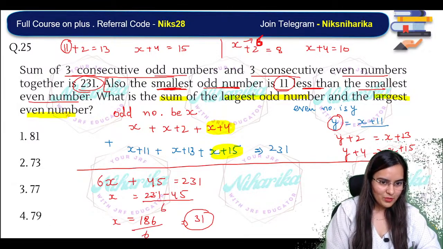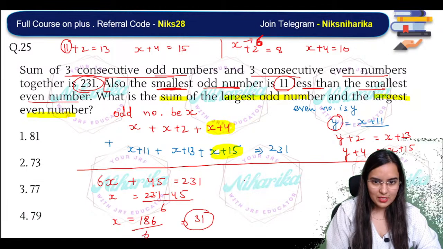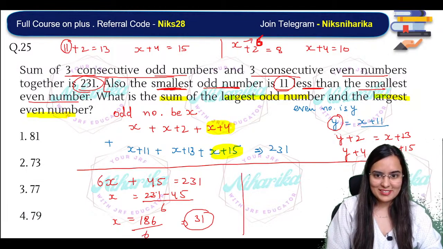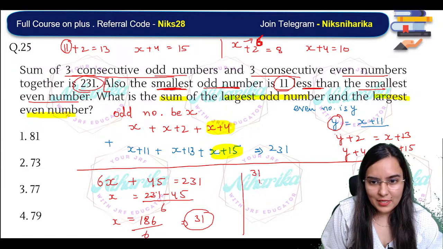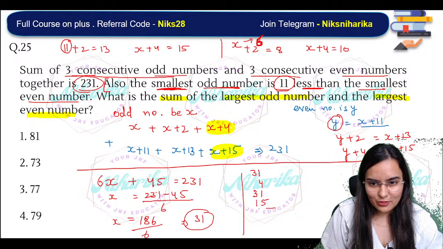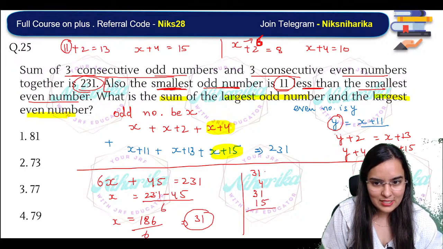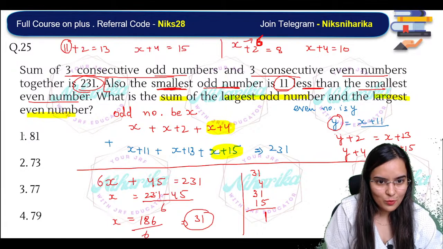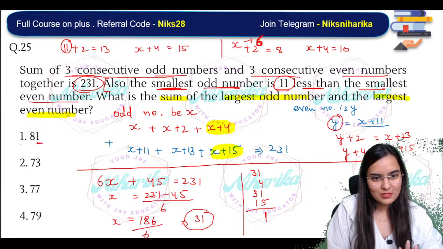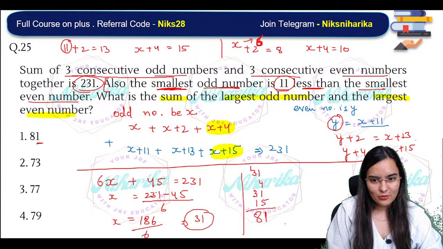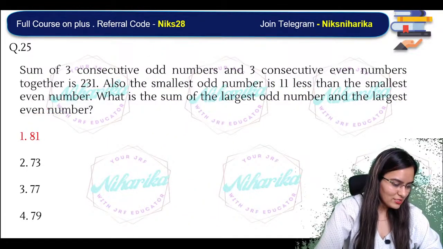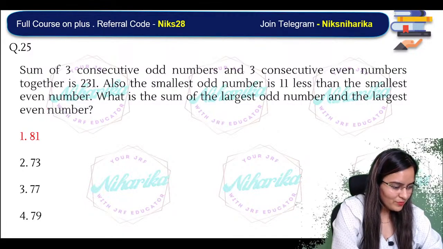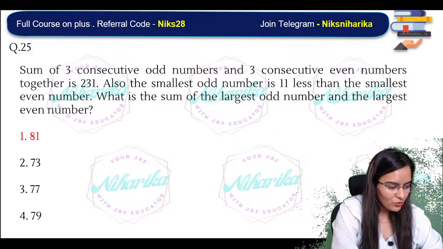Superb, superb. Pretty simple. That is, the largest odd number is 31 plus 4 and the even number is 31 plus 15. You add them all. This will be 9, 10, 11. The last number is ending with 1. Only this number is ending with 1. This is your answer. Okay. Or you can even do the addition. Okay. That's it. Simple. Okay, 31 coming. So, got it?